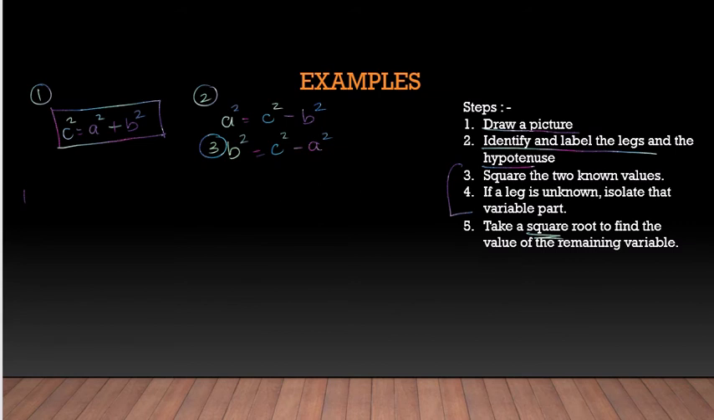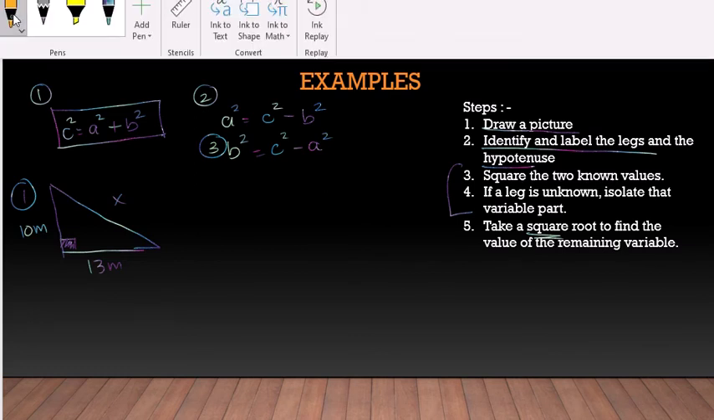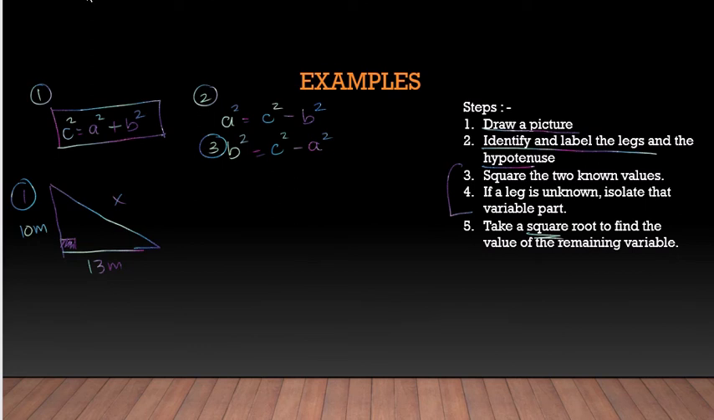Let's start with example number 1. This is the right triangle here. This side is 10 meters, this is 13 meters, and this one is x. Step number 1, draw a picture. We did that, and then we need to label it. The side that is opposite to the 90-degree angle is called the hypotenuse. This is the leg, and that is the second leg.